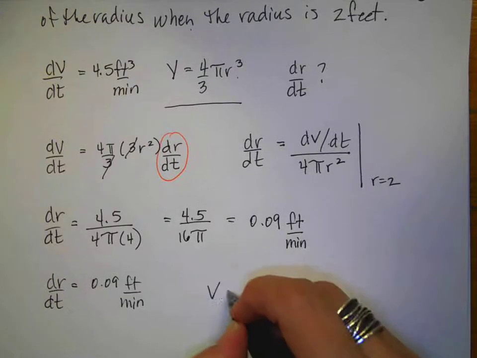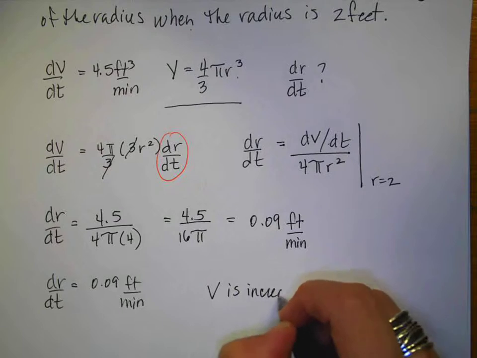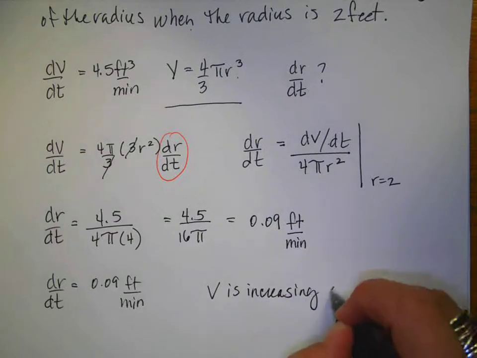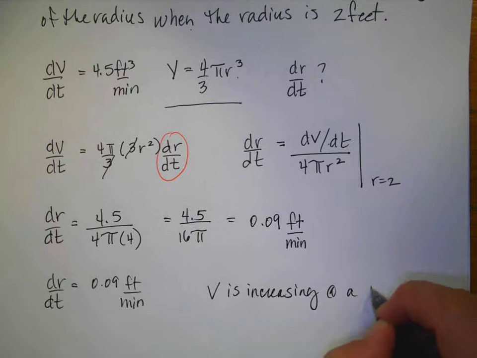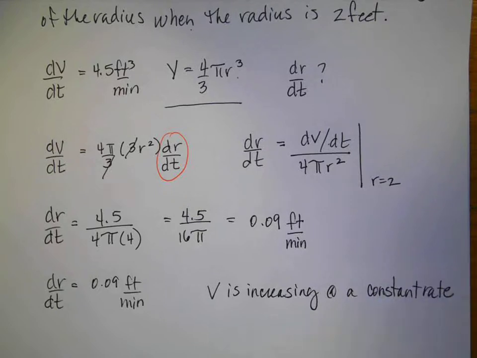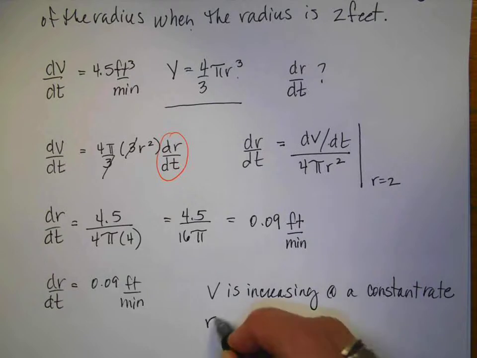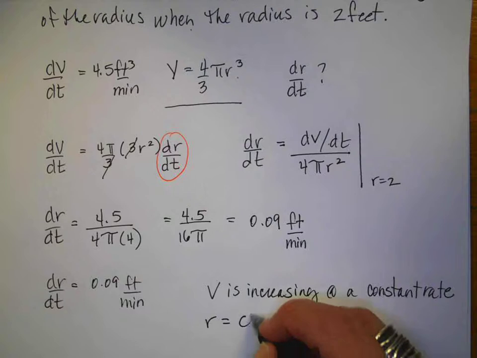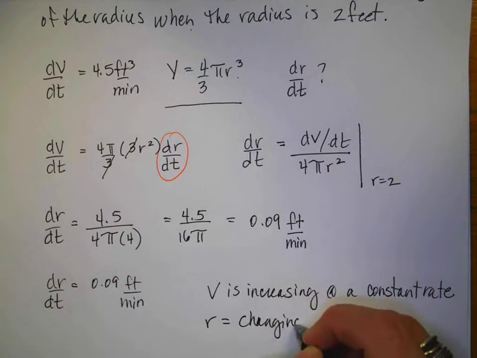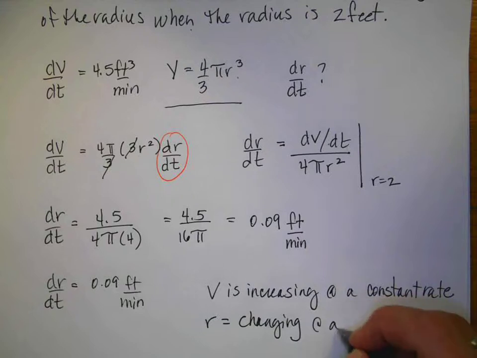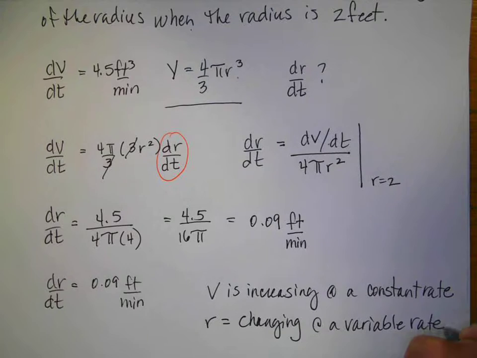So one of the things that this problem says, if you think about the results that you got, is that the volume is increasing at a constant rate. And they gave us that rate, so the volume is increasing at 4.5 cubic feet per minute. The radius is changing. Oh, I'm sorry, I did get it in there. It is changing at a variable rate.